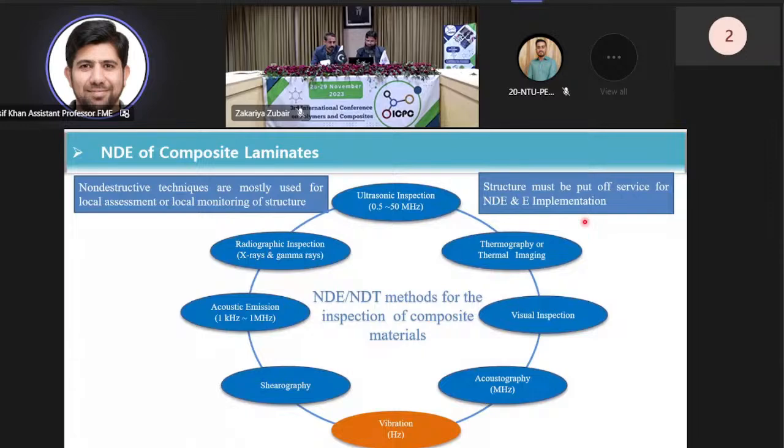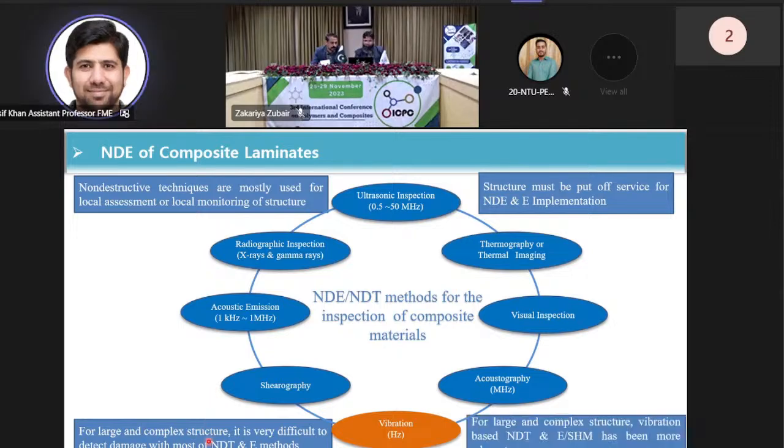So it means these techniques are not suitable for in situ, in-service structural health monitoring and non-destructive evaluation and testing. Similarly, if we want to implement these techniques for large and complex structures, such as aircraft and aerospace structures, because we cannot take them out of service during their operation, they are not feasible for those either.